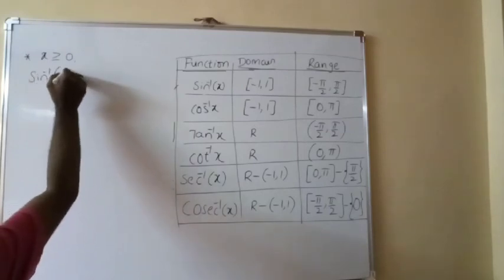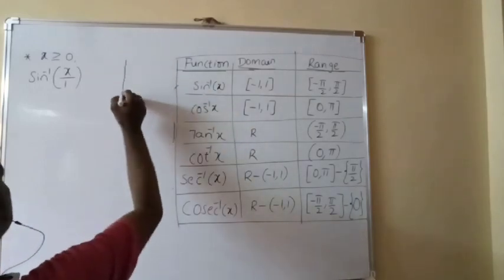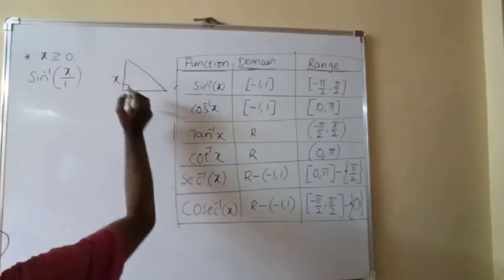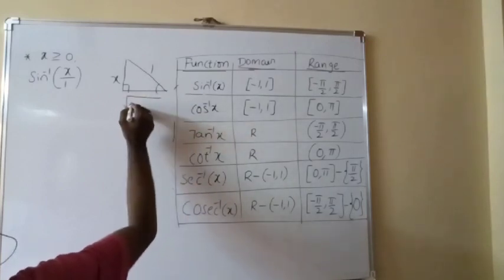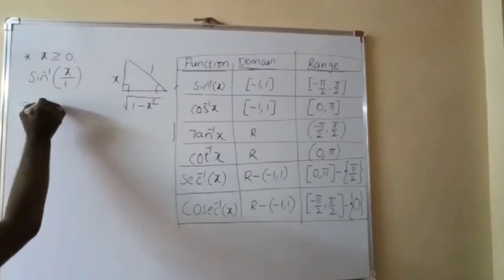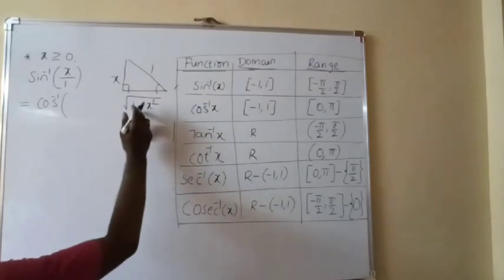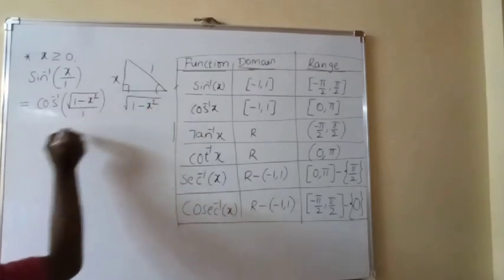So suppose sine inverse of x by 1. Sine inverse of x can be written as x by 1 also. So draw the right angle triangle. x is the opposite side, and 1 is the hypotenuse, and the adjacent side becomes root over 1 minus x square. Only when x is positive do all these conversions hold good. So now sine inverse of opposite by hypotenuse is the same as cos inverse of adjacent side by hypotenuse, adjacent side by hypotenuse, and it is equal to what?